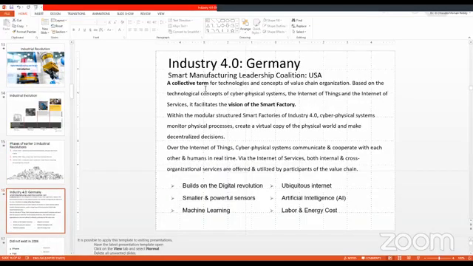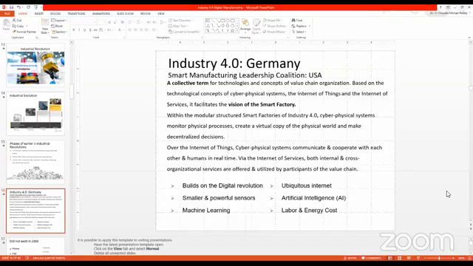See the Germany example, you can see the Smart Manufacturing Leadership Coalition with the USA. Industry 4.0 is a collective term of technologies and concepts of value chain organization based on the technological concepts of cyber physical systems, the Internet of Things and the Internet of Services. It facilitates the vision of the smart factory. Within the modular structured smart factories of Industry 4.0, cyber physical systems monitor physical processes, create a virtual copy of the physical world, and make decentralized decisions.